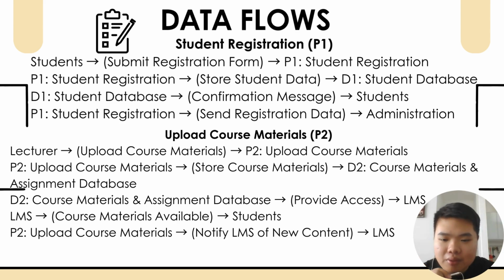So, let me see the first line: student submit registration form. This is process 1, student registration. Then process 1, student registration, stores student data. We make it D1, the student database. From D1, the student database, a confirmation message goes to the student, and process 1, student registration, sends registration data to the administrator. And this is our first process.